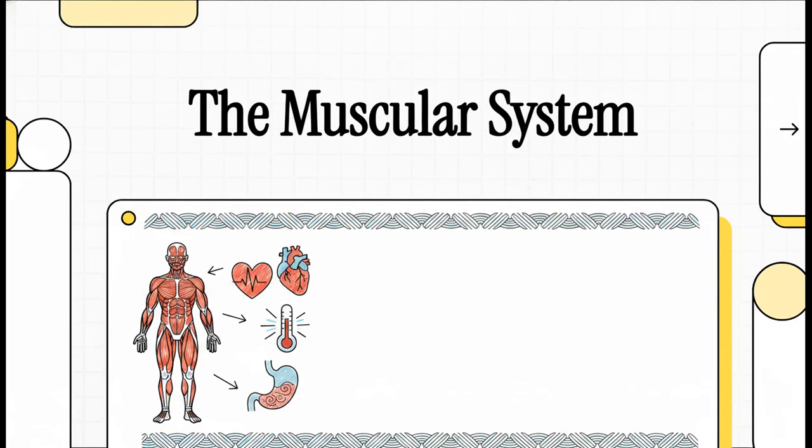Welcome to The Explainer. Today, we're going to decode the ultimate complex machine, the human body. More specifically, we're looking at the biological engines that drive absolutely everything we do.